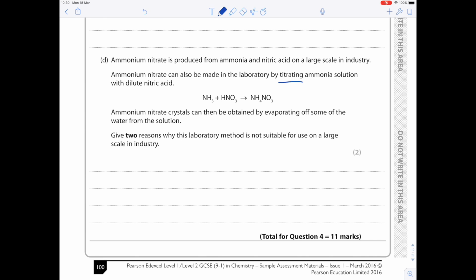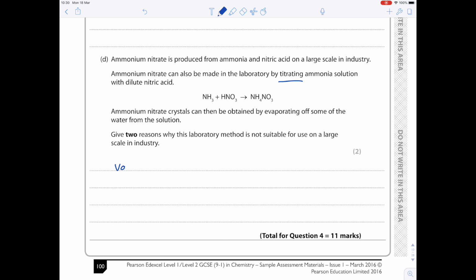Titration. If you've done this at school, you'll know that you're using a burette and a conical flask. No way could you use this method on a large scale in industry. Imagine how many burettes you'd be using, and you'd only be using about 80 centimeters cubed of liquid at a time. So first of all, volumes needed in industry are too large for the titration method.